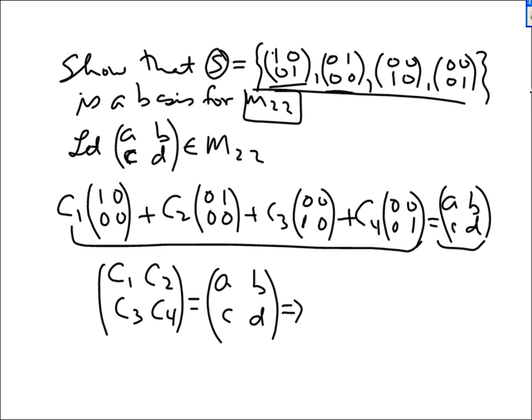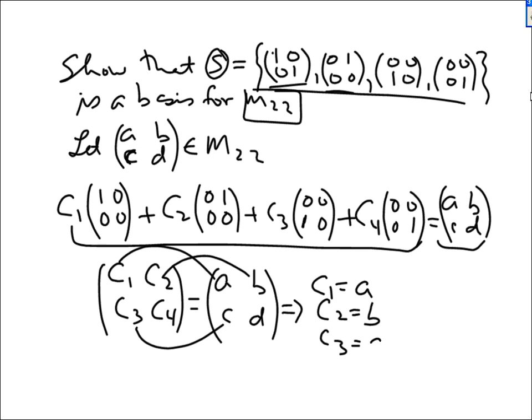So this implies that C1 is A, C2 is B, C3 is C, and C4 is D. Well, this implies that S spans M22.